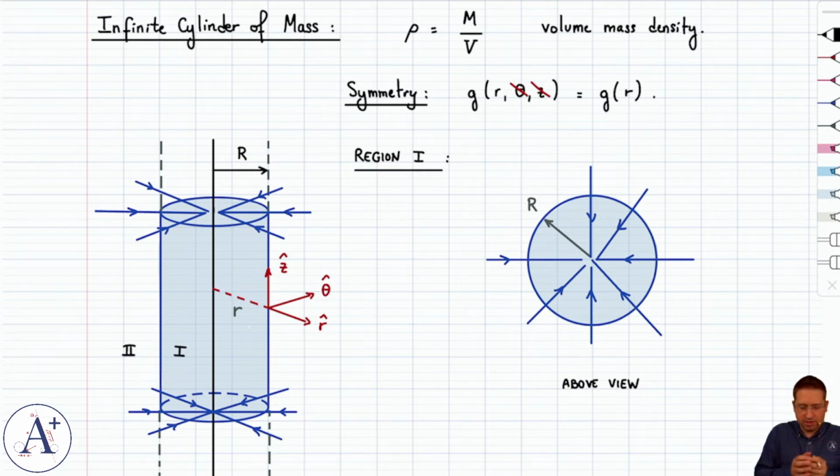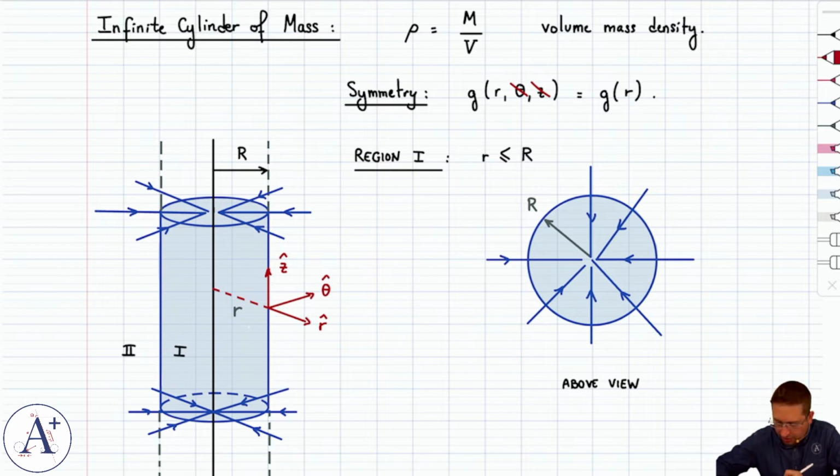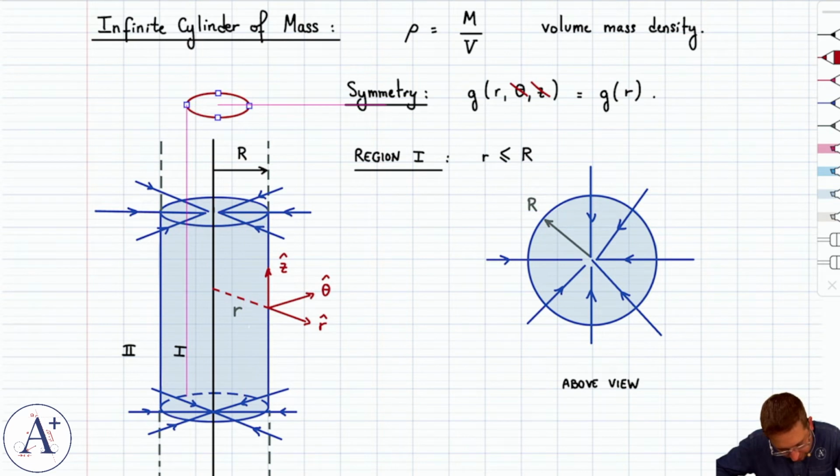So it's just easier to start small and work your way out, get bigger. And that's going to be for little r less than big R, and little r is the radius of our Gaussian cylinder. So let's draw ourselves a Gaussian cylinder. Actually, that's a little big. I'm going to draw it like this.